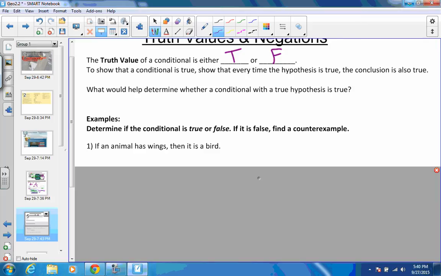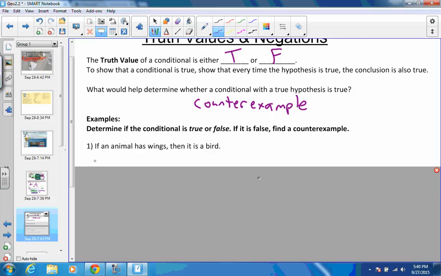To determine if it is a false statement, you would look for a counterexample. If you find a counterexample, any single counterexample, then that proves that your statement is not true. So let's just look at a couple here.